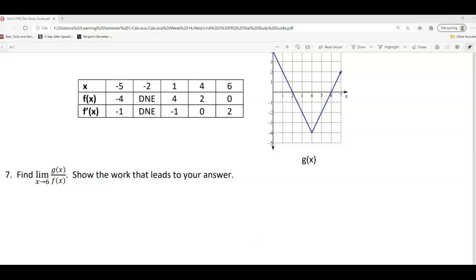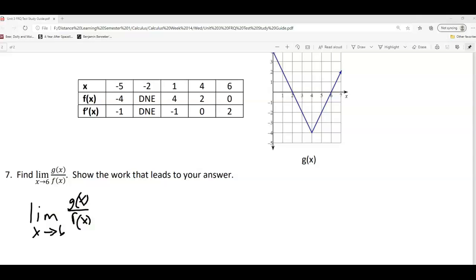All right, so this one's made to look like the number 2 that I did for you guys earlier. As you can tell, what's going to happen with this problem is we're going to try direct substitution, and it's probably going to end up being 0 over 0 or something like that. So let's see if that's true. The limit as x approaches 6 of g of x over f of x.